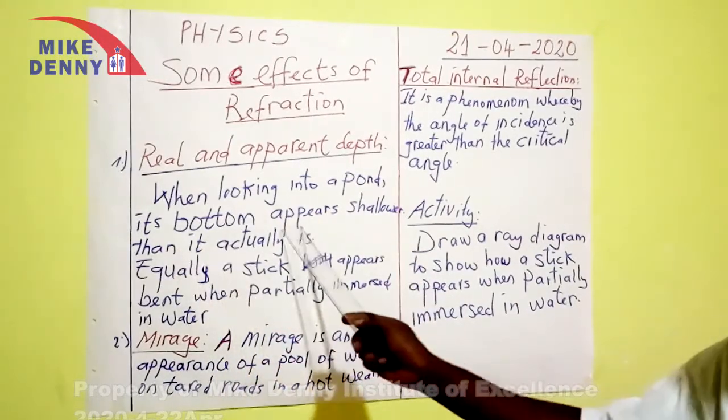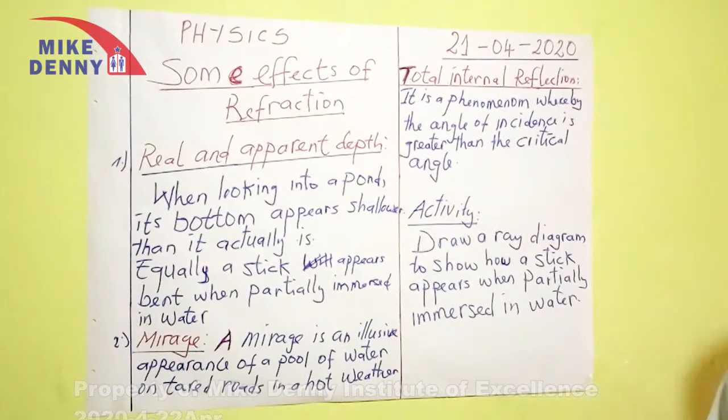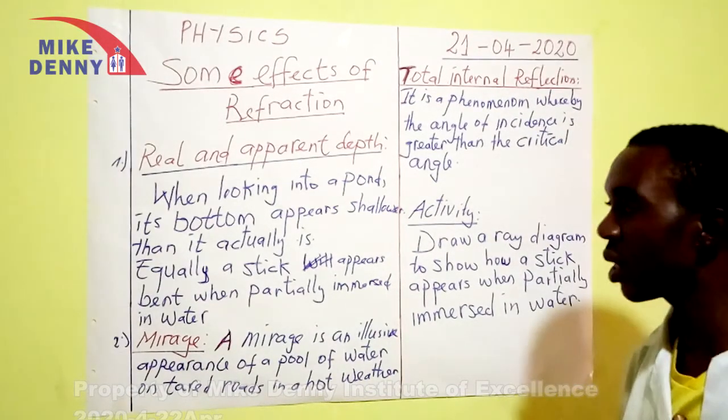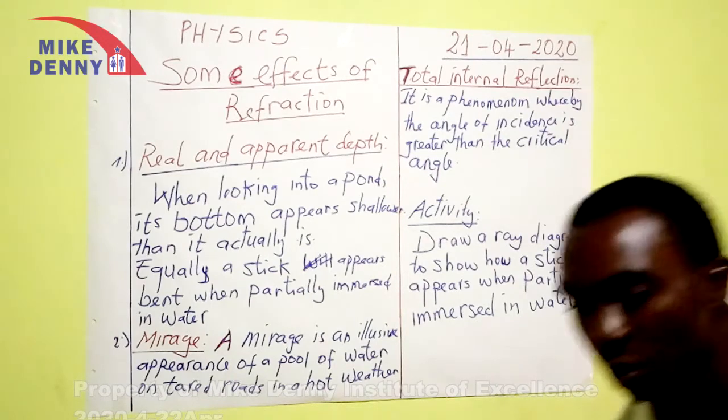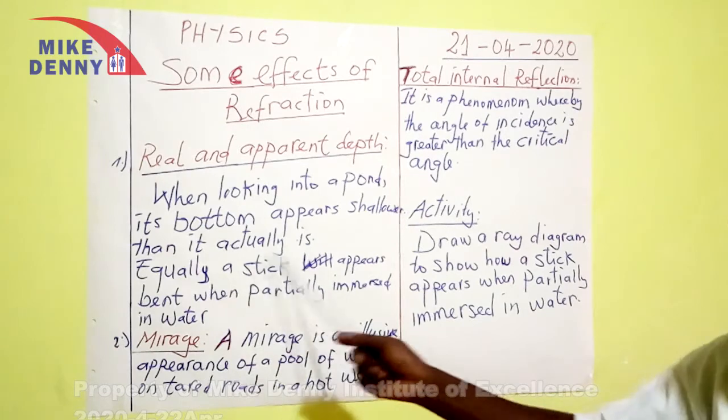Its bottom appears shallower. It means that its bottom is almost closer to the surface. Its bottom appears shallower. The bottom is closer to the surface of that pool than it actually is.